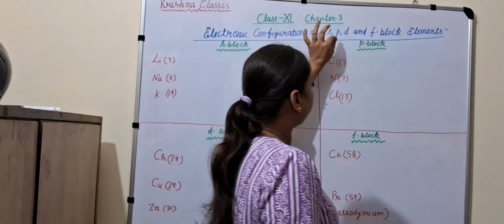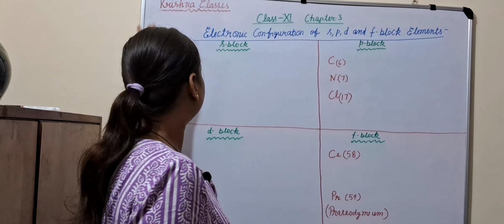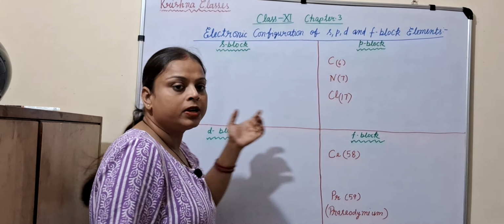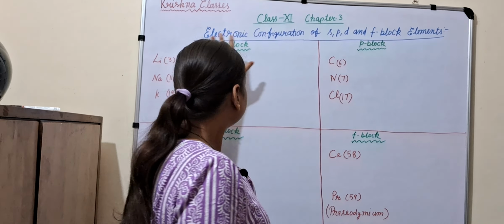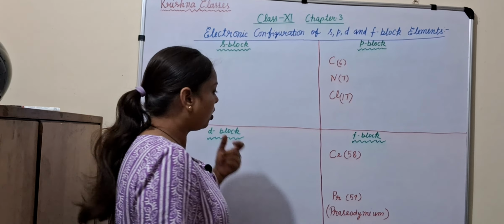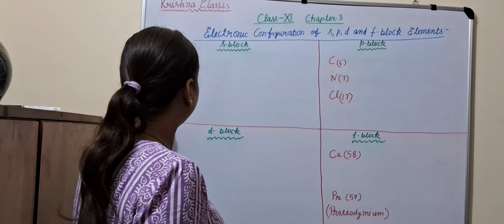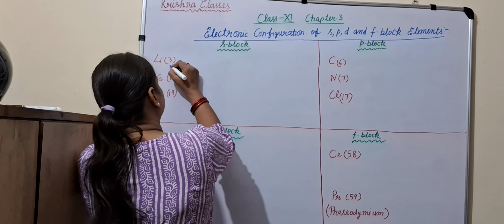Electronic configuration of S, P, D and F block elements. First is S block: lithium, sodium, potassium. Some elements are S block, some P block, some D block and F block have been given. So let's start. First is lithium, atomic number is 3.